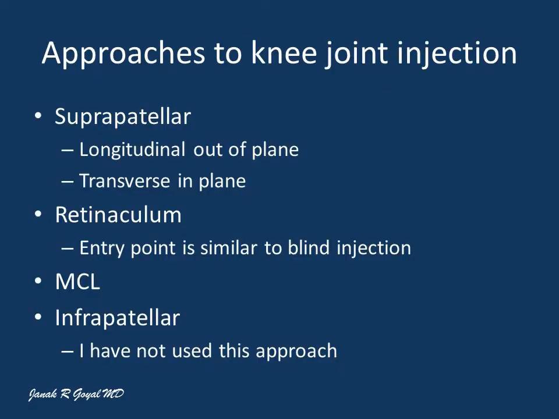Based on the personal preference and clinical situation, there are many different approaches to the knee joint injection. Commonly used approaches are suprapatellar long axis scan with out of plane needle insertion, suprapatellar short axis scan with in plane needle insertion, and in plane needle insertion through the retinaculum and through the medial collateral ligament. I have also heard of an infrapatellar approach, but I have not used it due to lack of clear definition of the structures on the ultrasound.